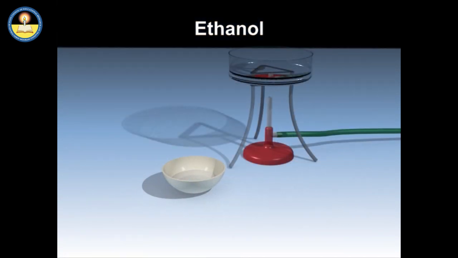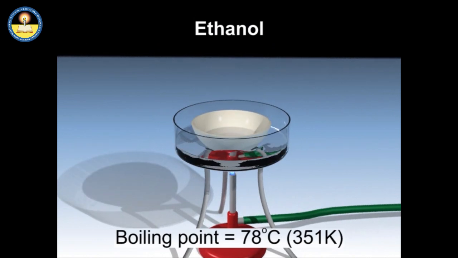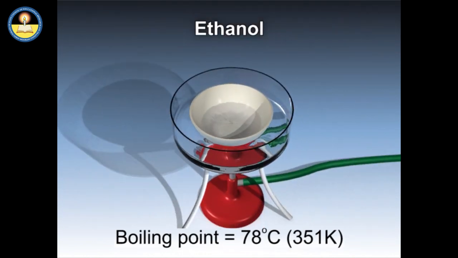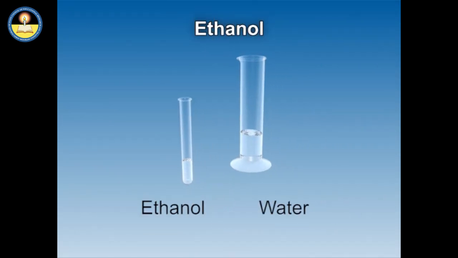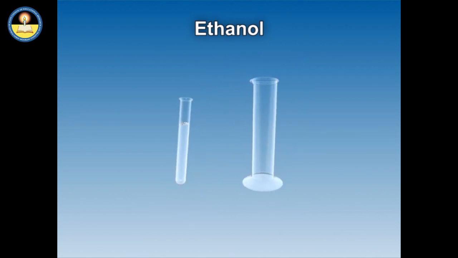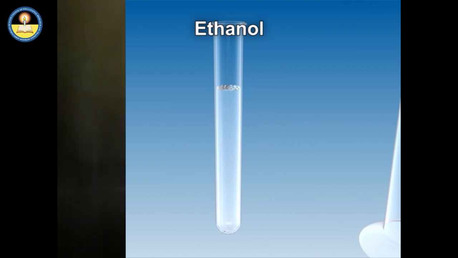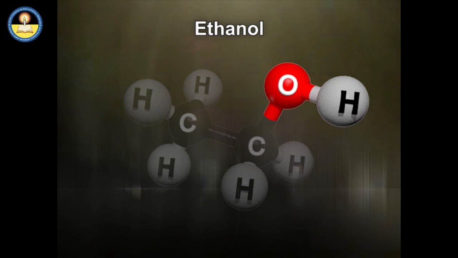Ethanol is a volatile liquid having a low boiling point of 78 degrees centigrade. That is 351 Kelvin. It is lighter than water. Ethanol mixes with water in any proportion. The solubility of ethanol in water is due to the presence of hydroxyl group in it.